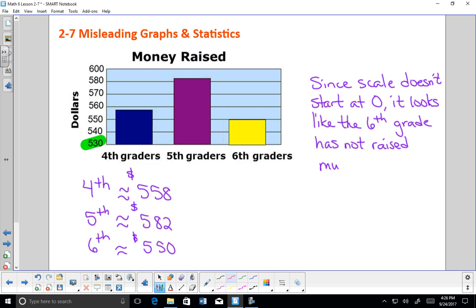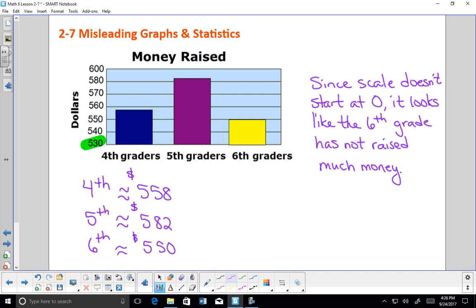This is why you need to really pay attention to graphs, because graphs can be very misleading. If the 5th graders wanted to make it appear that they are so much better than everybody else, they're going to love this graph. They're going to go, oh, look, we're beating you guys by a ton, but really they're not beating the other 2 classes by much at all.